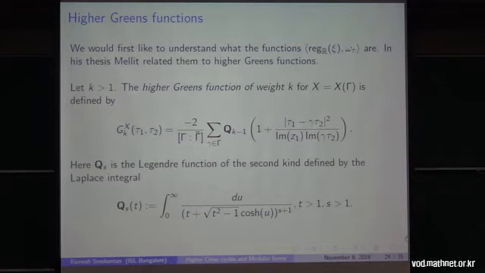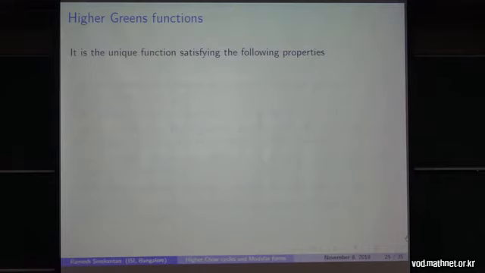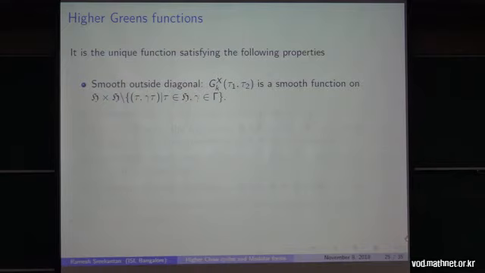It's a formula, so there's not much to be said about that. It's a definition, but the motivation was that when k is equal to 1, it's more or less a log. It's related to log of tau 1 minus tau 2, more or less, plus some other things, because this is not defined for k equal to 1. It's a unique function satisfying the following properties. It's smooth outside the diagonal, which is in H cross H modulo gamma, the set of tau, gamma tau. And it's gamma invariant.